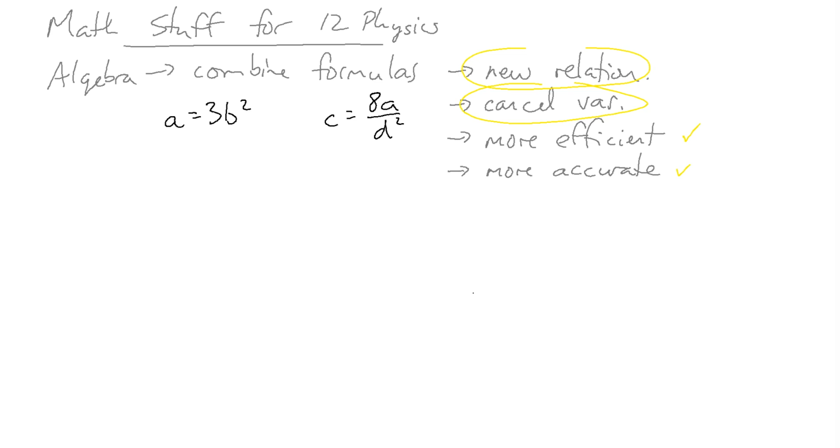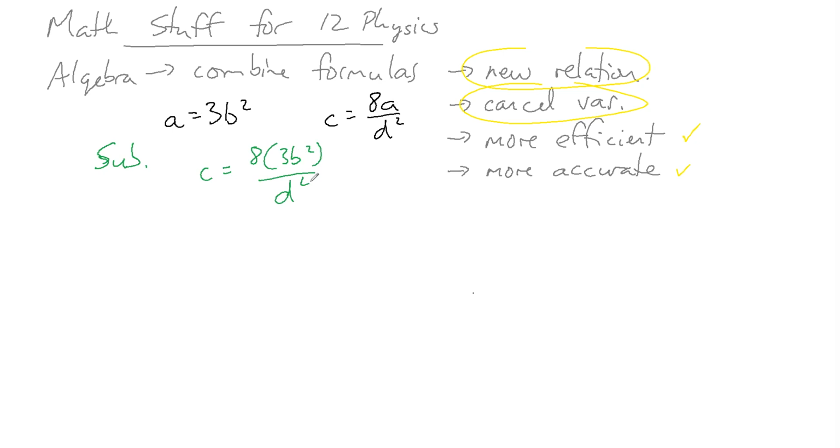That's the reason you guys are canceling out variables and putting equations together in math. That is to get to this type of stuff. Now, one way people will do it is they will just flat out use substitution. For example, you've got a is equal to 3b squared, and you can take that 3b squared and substitute it in for the a value right here. So you could rewrite this as c is equal to 8 times 3b squared over d squared.